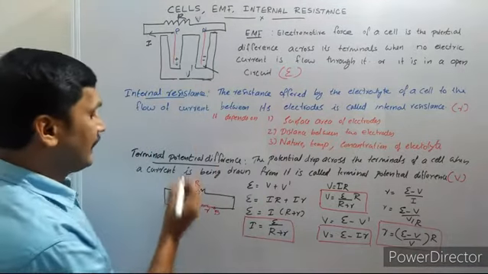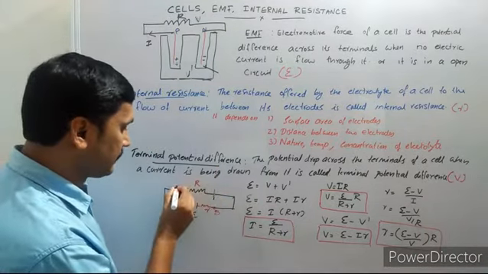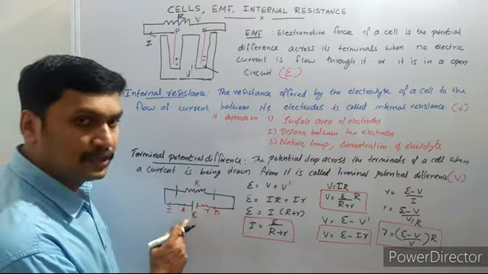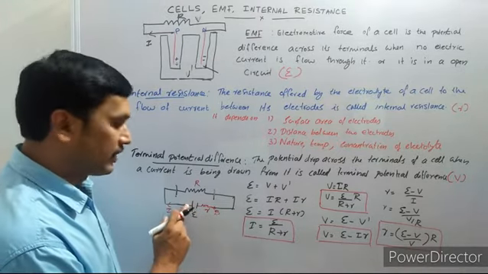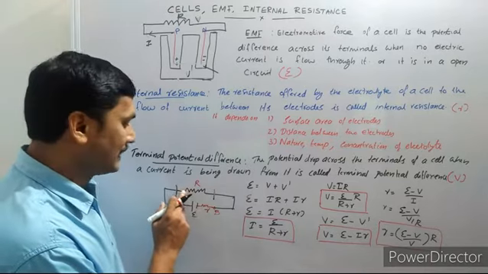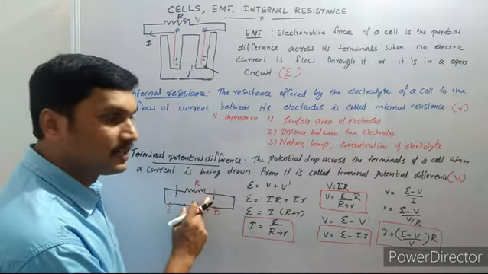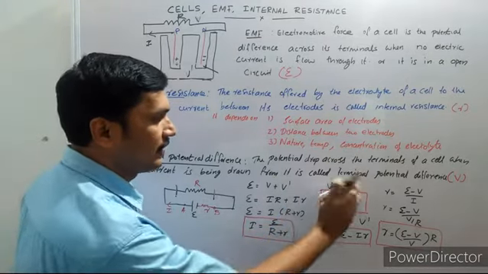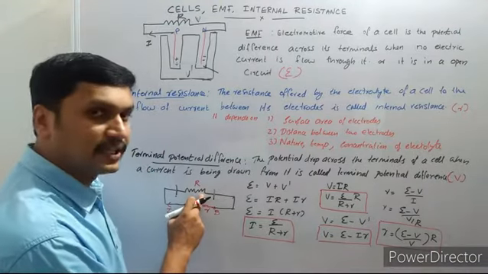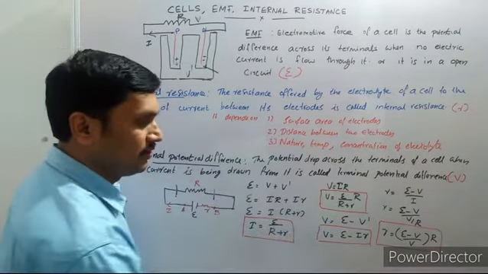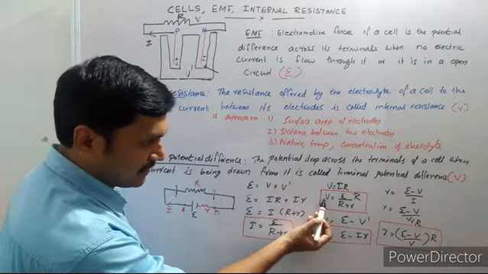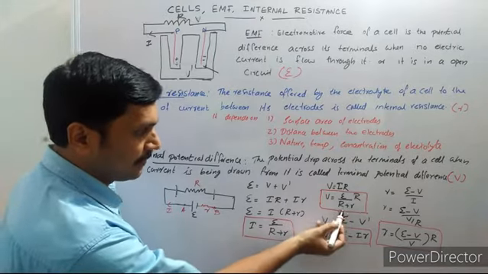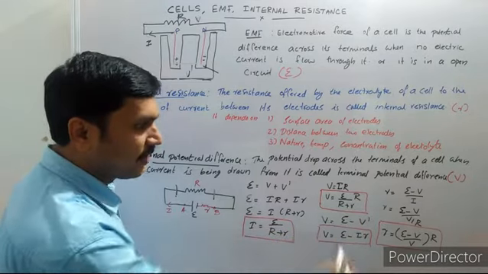Now the potential difference across this external resistance can also be called the terminal potential difference. When the cell is working, the potential difference between the terminals is only the potential difference across this resistor. So the terminal potential of the cell can be written as V is equal to I into R, where R is the external resistance in the circuit. Now substitute for I. What is I? I is equal to E by (R plus r). So V is equal to E by (R plus r) into the external resistance R.